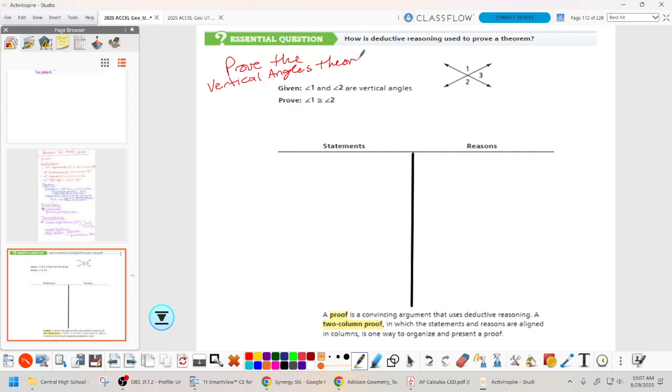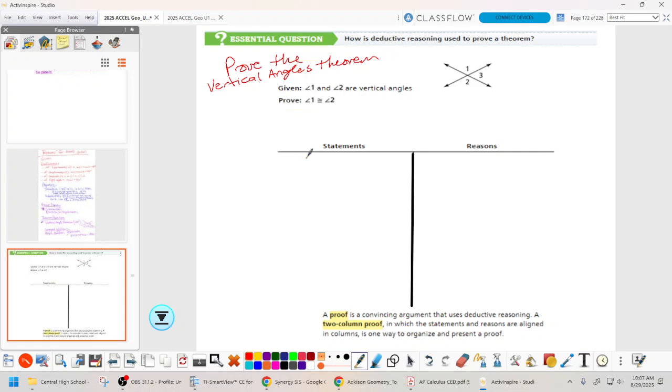So we cannot use it to prove itself. Everybody follow that? If you want to convince your mom that you should be able to stay out later, you can't say, I need to stay out later because I need to stay out later. That doesn't work, right? You have to have reasoning in there. So what do we start with?